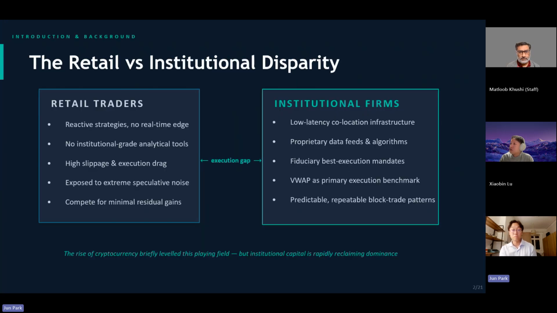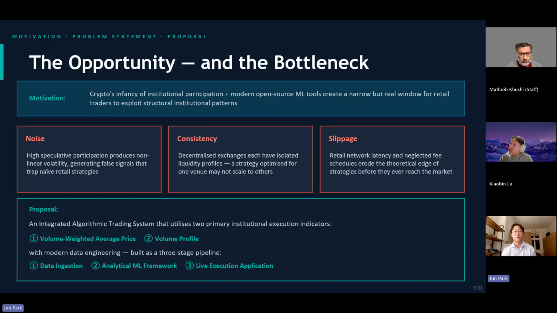To understand why this is a meaningful problem, we must appreciate the structural relationship between institutional and retail participants. Institutional firms dominate traditional asset classes because of their advanced execution infrastructure, operating co-located servers and high-speed data pipelines. Crucially, their fiduciary obligations require them to achieve best execution, meaning that large block orders must be fragmented and distributed across the trading day to minimize price impact. Consequently, institutional execution is structurally constrained and non-random, and in a transparent market like cryptocurrency, where public data and open APIs create unprecedented visibility, this institutional footprint can be observed, modeled, and systematically traded around. The relative infancy of institutional crypto participation means these microstructural patterns are not yet heavily arbitraged away.